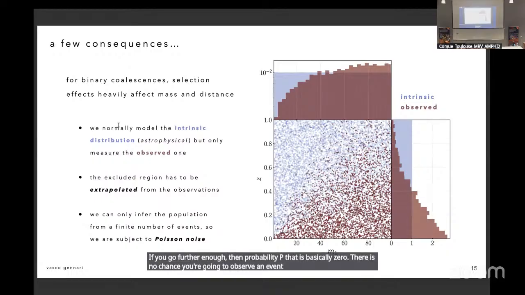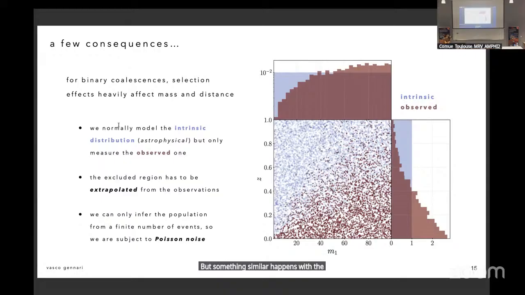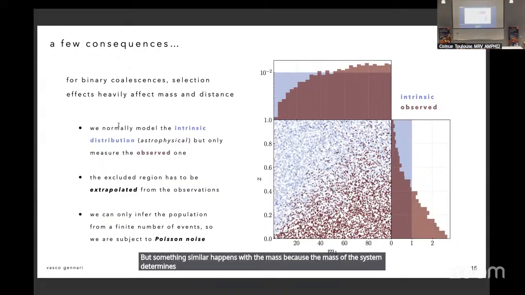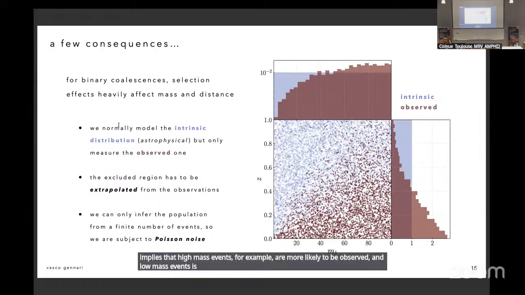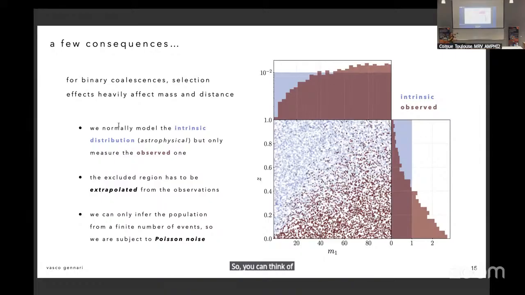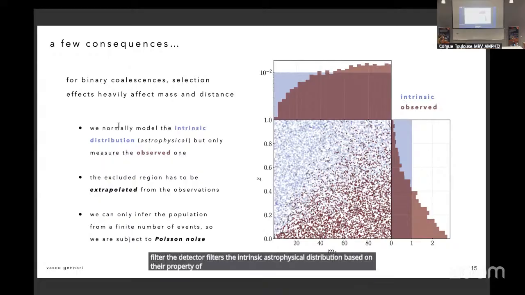But something similar happens with the mass, because the mass of the system determines the frequency, and the frequency, of course, based on where it is placed in the sensitivity curve of the detector, implies that high mass events, for example, are more likely to be observed, and low mass events the opposite. So you can think of this like a filter. The detector filters the intrinsic astrophysical distribution based on the properties of the events.